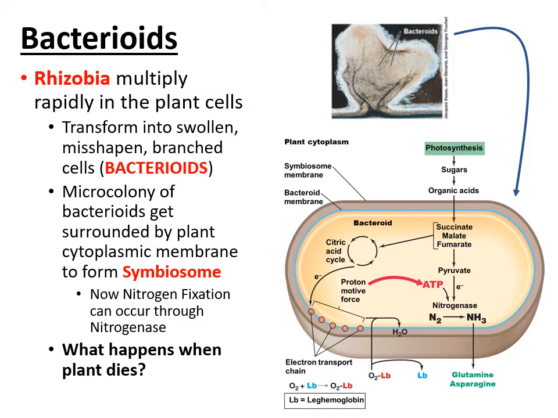Now, what's interesting with those rhizobia is they multiply very, very quickly within the plant cells, and you end up with this structure here, this bacterioid. And the bacterioid is simply this swollen, kind of branched out structure of cells. And with that, you end up getting groupings of these bacterioids that are surrounded by the plant membranes. That then forms a symbiosome that's capable of nitrogen fixation because, again, these bacterioids are the rhizobia. Okay, so it has the nitrogen fixation ability.